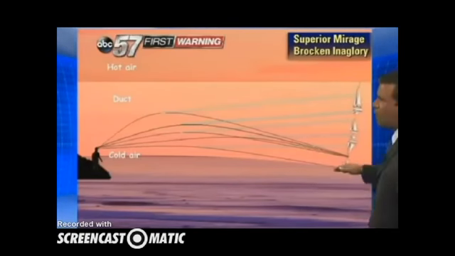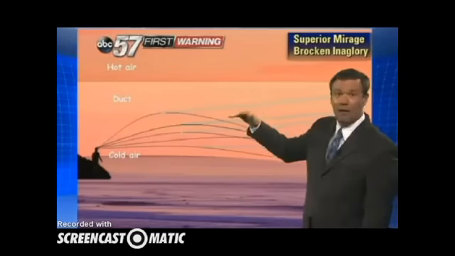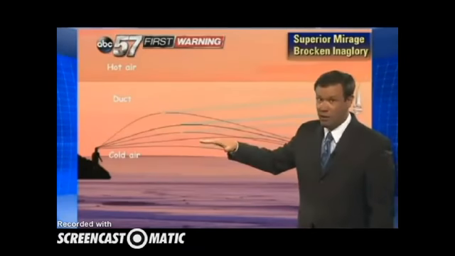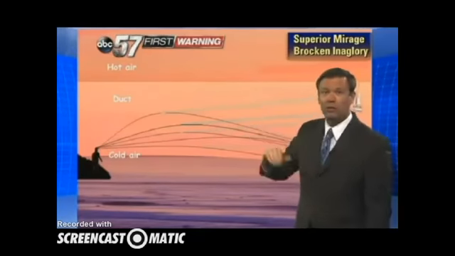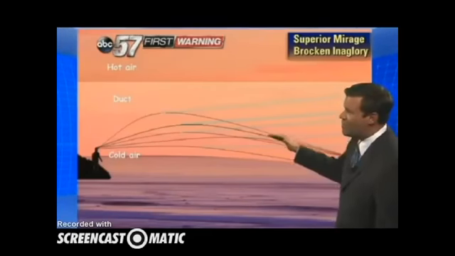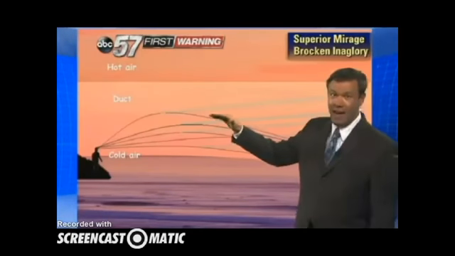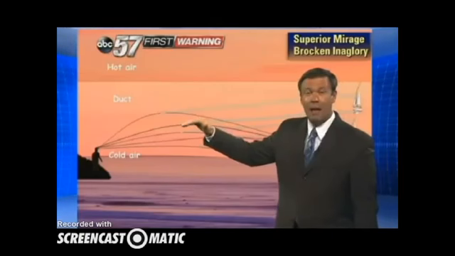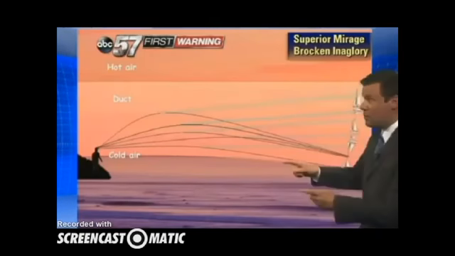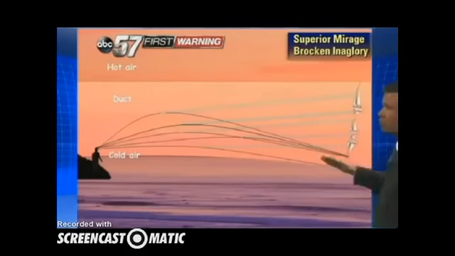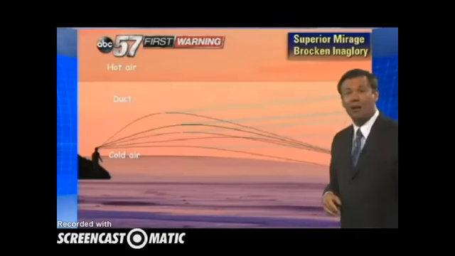Should not be able to see it. However, with the right conditions, we have an inversion. We have cold air near the cold lake water and some relatively warmer air above it. This will bend the image of that skyline back towards the viewer. And so typically we would not be able to see this. This image would be viewable from much, much higher in the sky.